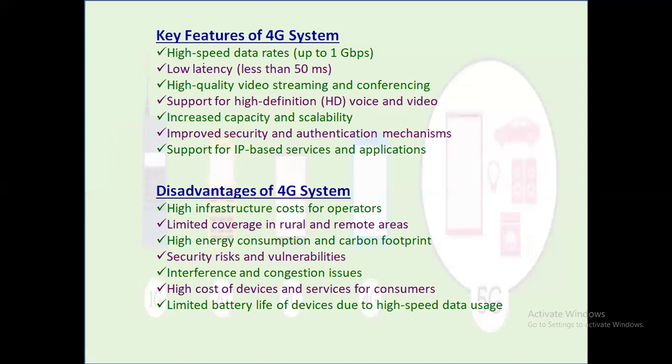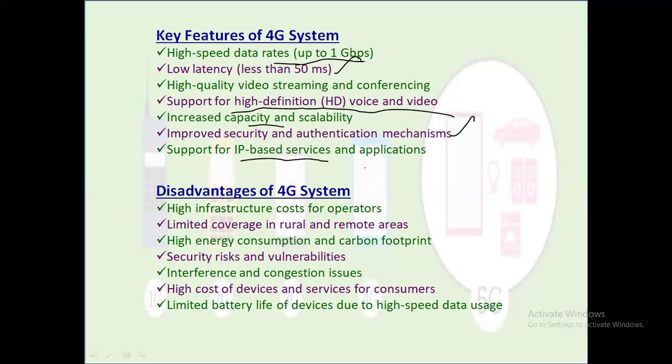Next, we'll move on to the key features of 4G network, and it has high-speed data rates up to 1 Gbps, gigabits per second, and low latency less than 50 milliseconds, and high-quality video streaming and conferencing is possible in this 4G, and it supports high definition voice and video, and increased capacity. It has increased capacity and scalability, and improved security and authentication mechanisms, and it supports IP-based services and applications.